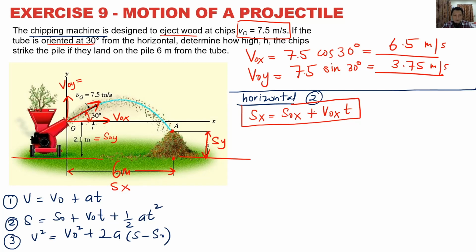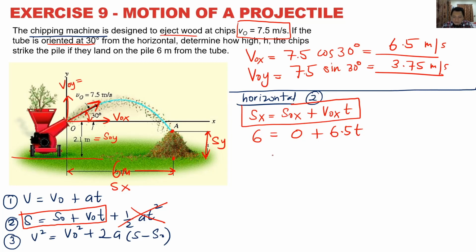Why no acceleration? This term is not there for horizontal only. This one is not applicable for horizontal motion. This is the only thing that is useful for horizontal motion. So let's take a look. Sx already has a value, right? Sx is 6 meter, S not x is 0. V not x, there you go, 6.5 t. We get the time directly.